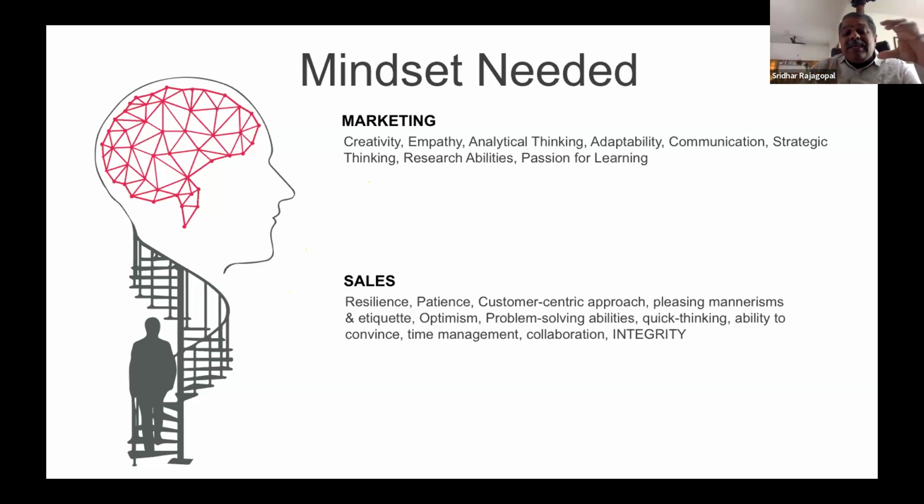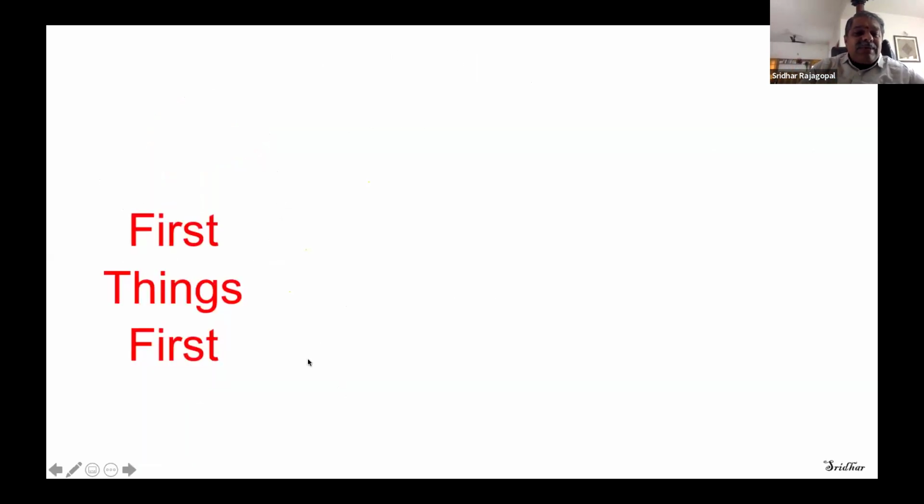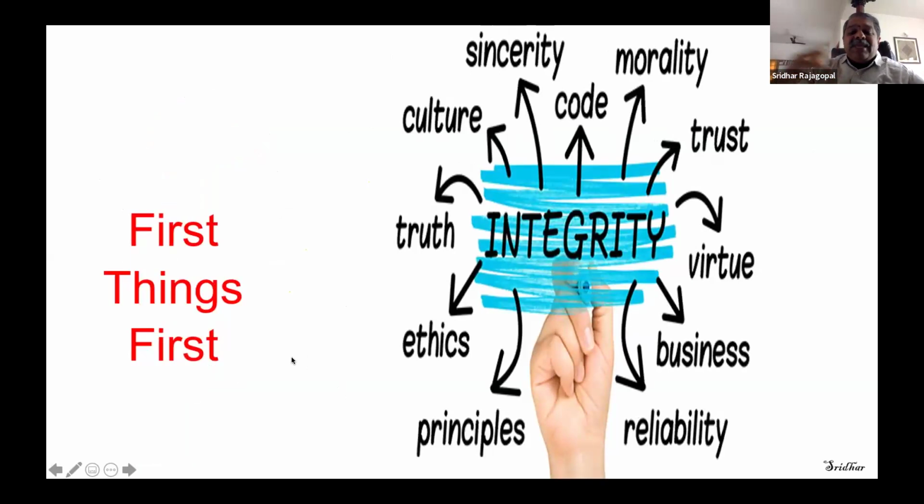So if you're building a team, you need to have a separate team that works on the marketing strategy part. You need to have a separate team that works on the sales strategy part. So I think with that, I have nothing more to say other than emphasizing the need for high levels of integrity, which is required irrespective of whether you're a marketing professional or a sales professional. And of course, being a responsible citizen in the country and in the world expects us to be in a lot of integrity.